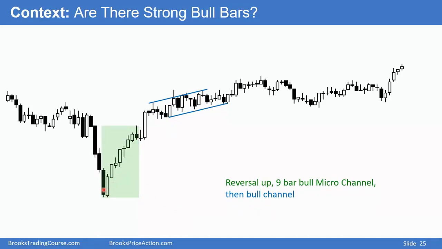This low did not fall below that low, and none of these lows fell below the low of the prior bar until this bar. This bar fell below that low. But a 9 bar bull microchannel and a reversal up, probably buyers below, and higher prices.